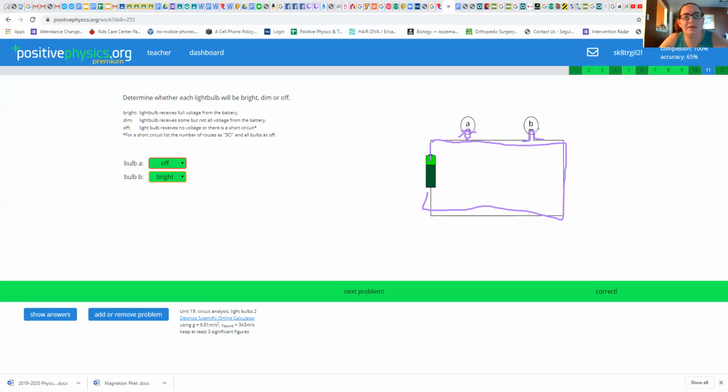And then light bulb B is going to receive everything. I wasn't sure what that little symbol was at the beginning either, so I think I got that one wrong initially. So just so you guys have a clue. I'm going to erase it and move on to question 12.